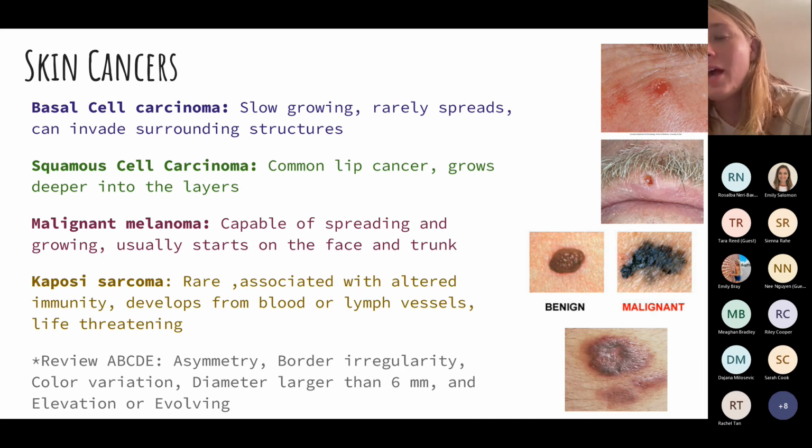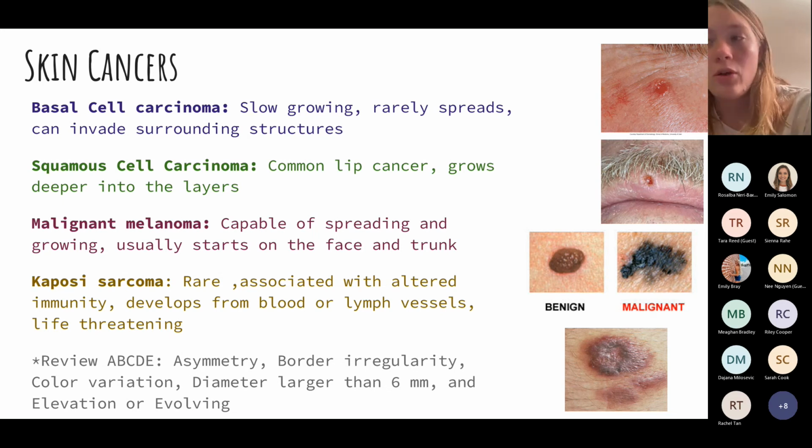Squamous cell is almost always limited to the lip. It can grow anywhere else, but usually you'll see it present on the lip. The issue with this is it can grow deeper into the layers. With malignant melanoma, we're really concerned about spreading, and it can usually spread pretty quickly.